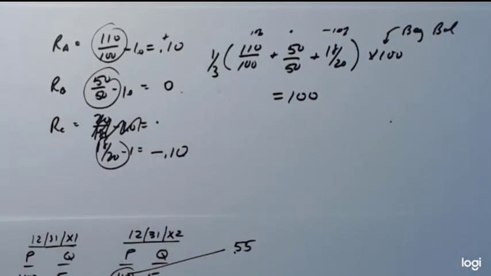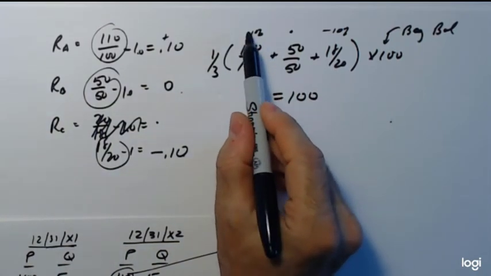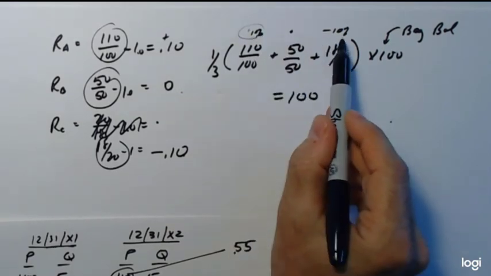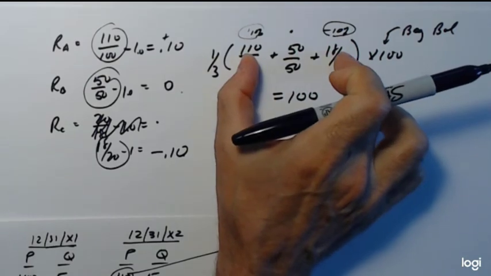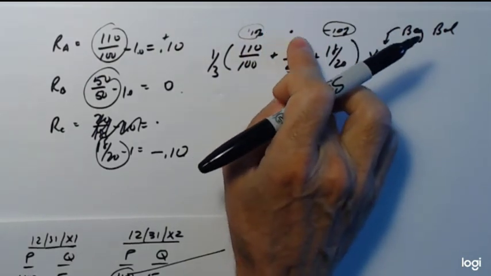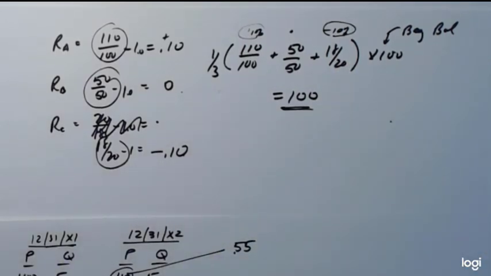What? Yeah, we do. We get 100. And so what's happened is, look, we're giving 1/3 weight to a stock that went up 10% and 1/3 to a stock that went down 10%. Well, those two stocks cancel each other out. This one didn't change at all. The zero didn't change at all. So the index is unchanged.